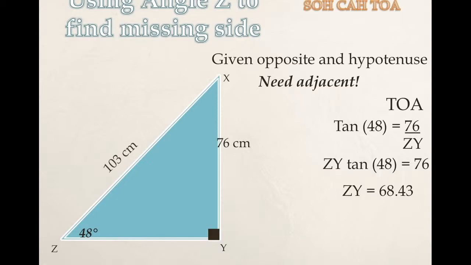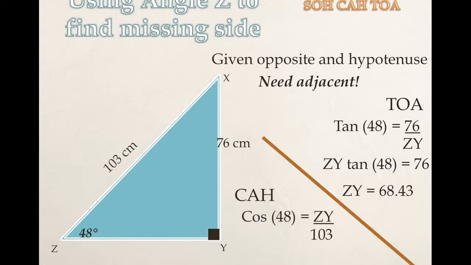That's using TOA. You could have also used CAH because remember we're looking for that A. If we did, we'd have the cosine is equal to the adjacent, in this case our unknown ZY, over our hypotenuse, which is 103 centimeters. When we cross multiply, we get approximately the same thing as our TOA, 68.92. So let's just settle with 68 centimeters.